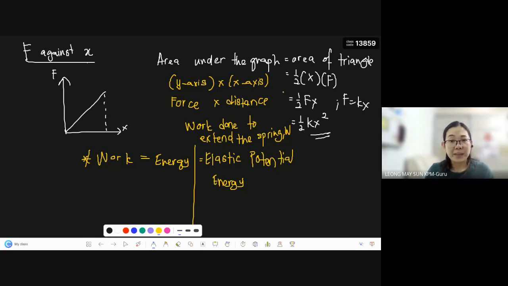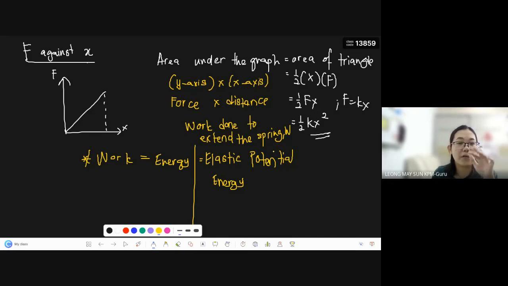Therefore, the area under the graph, which is half of kx squared or half of fx, these two formulas come from substituting the Hooke's law equation inside there. They can represent the work done to extend or compress the spring, and they are also the elastic potential energy of the spring. So these are two pieces of information that we can get from the gradient and the area under the graph for a force against extension graph.